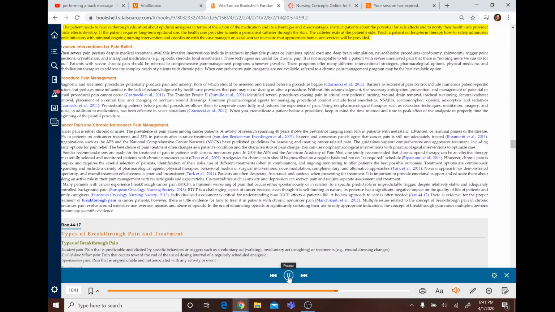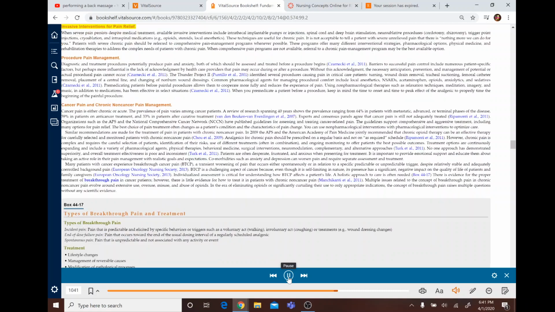If the patient requires long-term epidural use, the healthcare provider tunnels a permanent catheter through the skin. The catheter exits at the patient's side. Teach a patient on long-term therapy how to safely administer home infusions with minimal ongoing nursing intervention, and coordinate with the case manager or social worker to ensure that appropriate home care services will be provided.